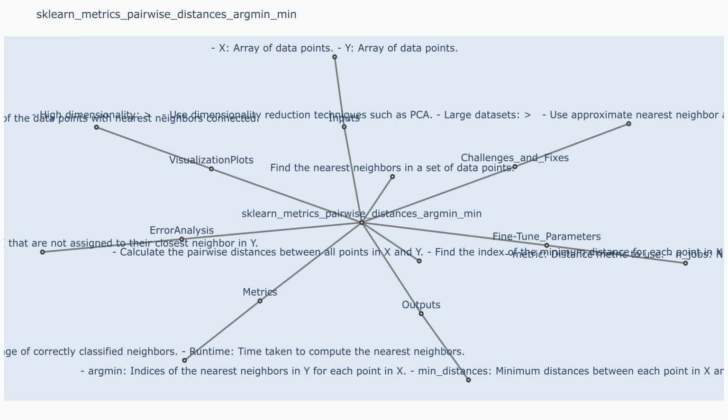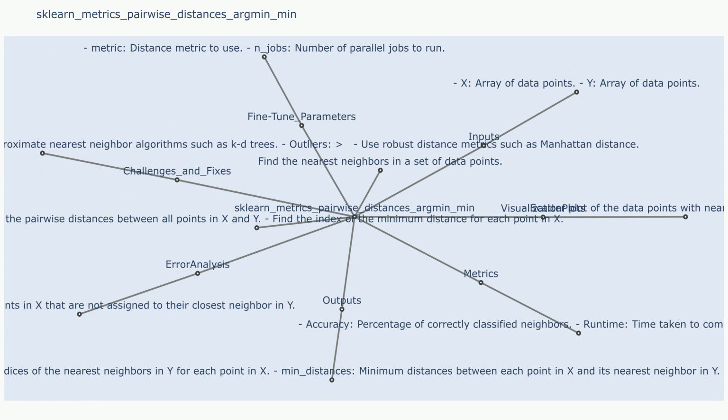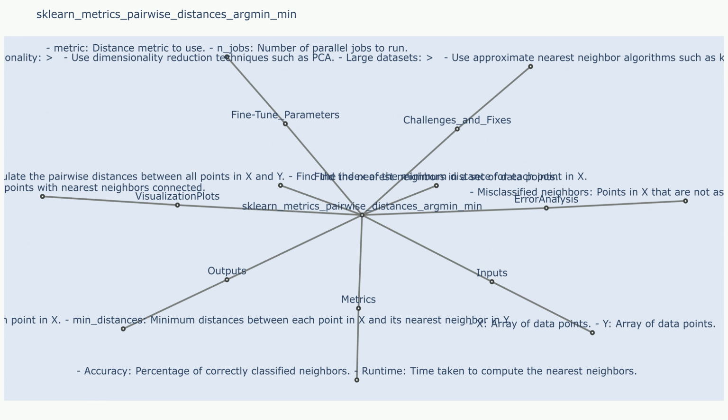Challenge 4: handling missing values. The function might not handle missing values appropriately, leading to incorrect distance calculations. Sample use case that resulted in Challenge 4: working with a dataset containing missing values in the input data or reference points. Fixes to Challenge 4: impute missing values using techniques like mean imputation or KNN imputation before calculating distances. Use distance metrics that are robust to missing values, e.g., Manhattan distance.